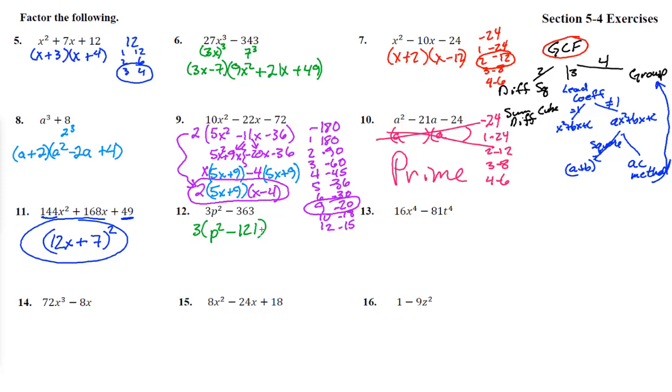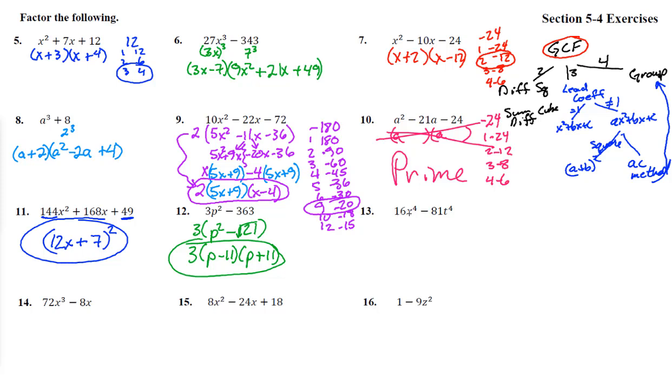Now, does this guy go down any further? Yeah, there's 2 terms. And it's subtraction of perfect squares. If you square root that guy and square root that guy, you get 11. So this is p minus 11, p plus 11. That's the pattern for a difference of squares. And there's that 3 sitting out front. All right, number 13.